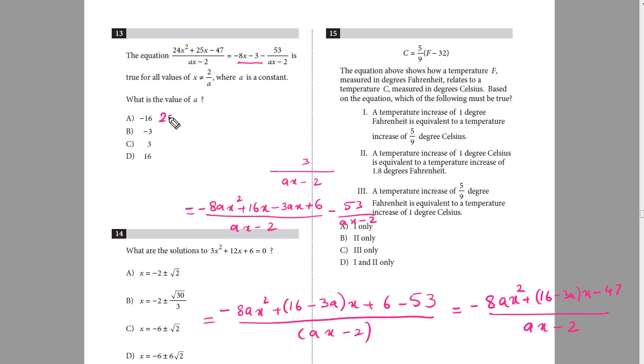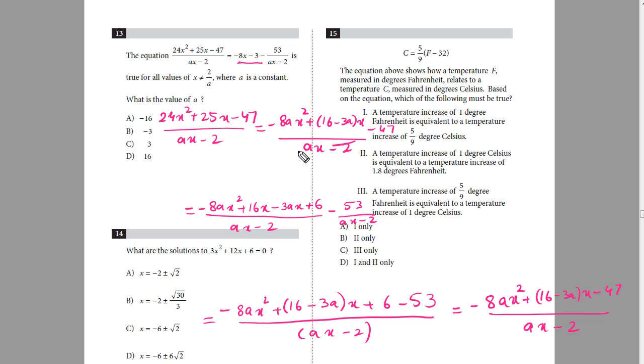So now 24x squared plus 25x minus 47 whole divided by ax minus 2 is equal to negative 8a x squared plus 16 minus 3a times x minus 47 whole divided by ax minus 2. Now ax minus 2 will get cancelled, and now we can compare these two quadratic equations.